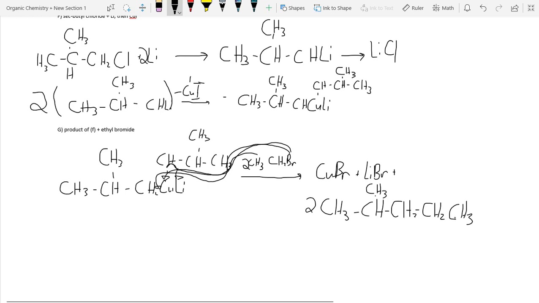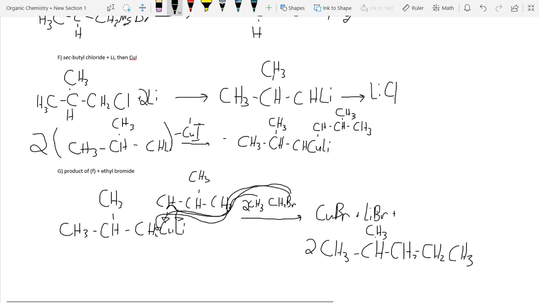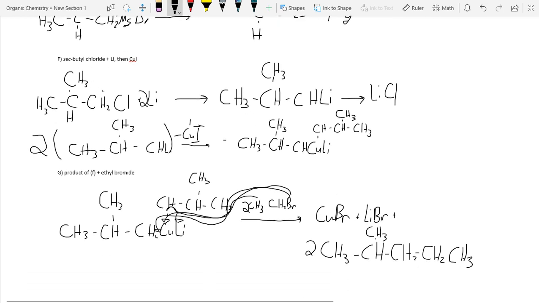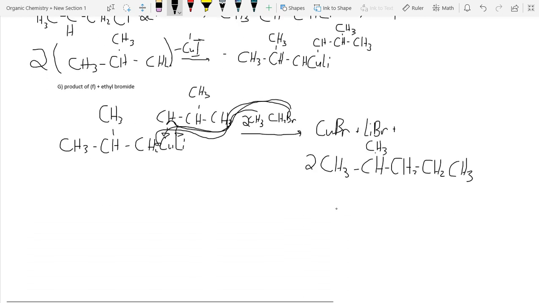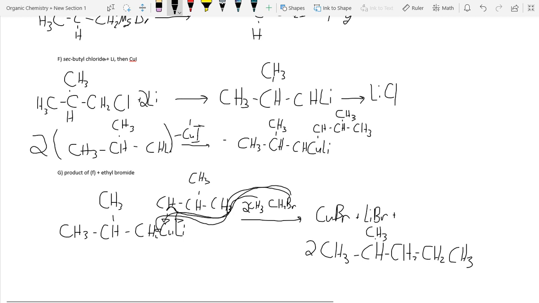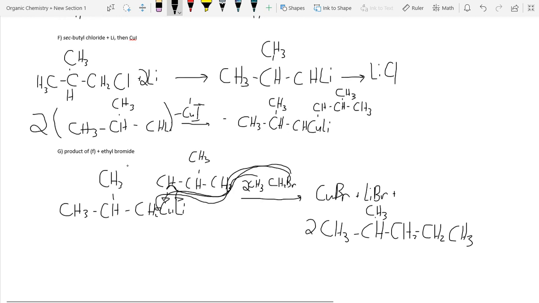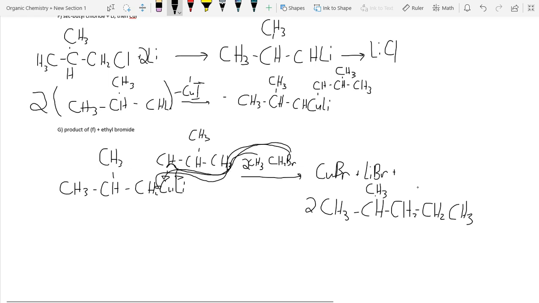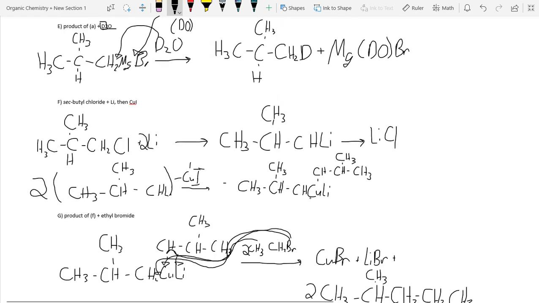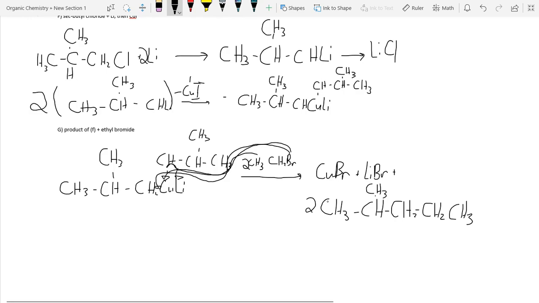But see how we connected the sec butyl with the ethyl bromide? We made two smaller alkenes into one longer one by adding lithium and then the copper iodine and then using the ethyl bromide. So this is how you would take two smaller alkenes and turn it into one bigger one.